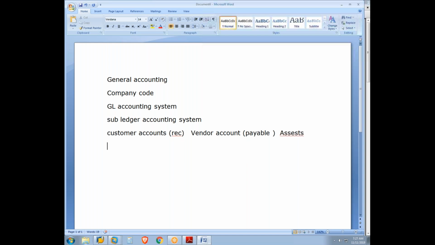Now, what are these sub-ledger accounts? We have two main modules in SAP under logistics. One is called sales and distribution, and the other is materials management. In sales and distribution, we sell products and services, and in materials management we buy the products and services.